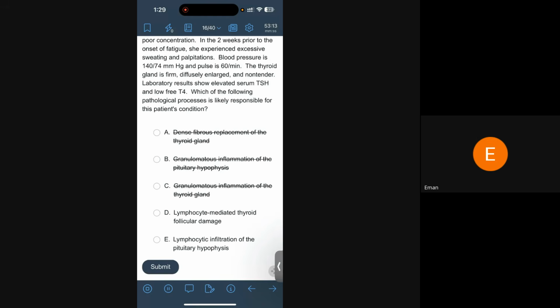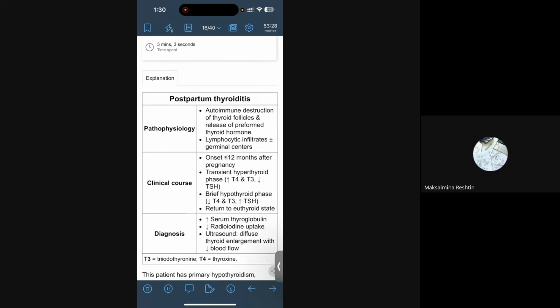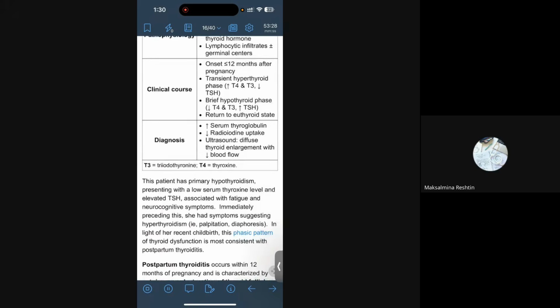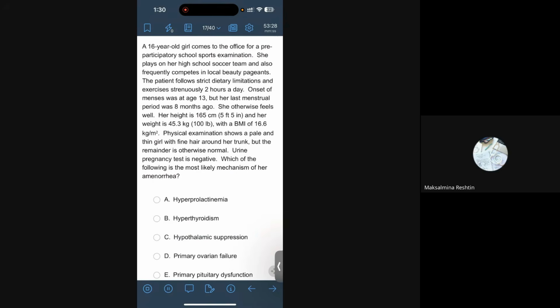So what will be the right answer here? D or E? Which one is going to be the right? D, because the main pathology is in the thyroid, not pituitary. Yes, postpartum thyroiditis. Okay, let's move on to the next one.